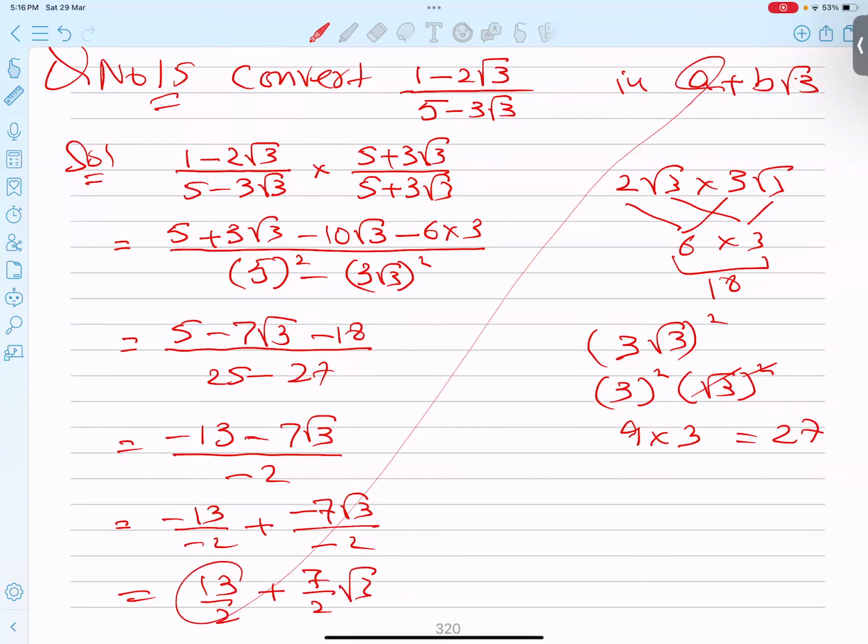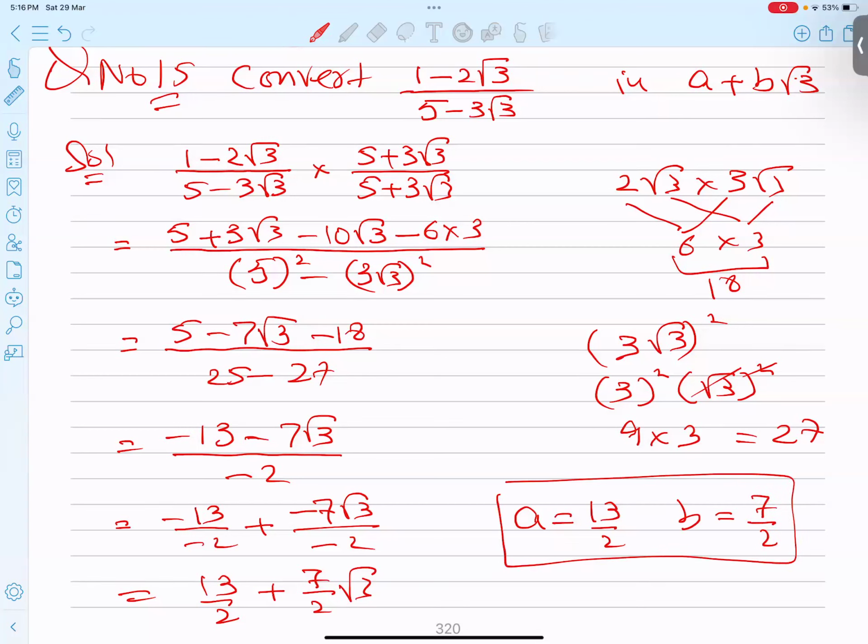This is A and this is B, and root 3 is clear. So the A value is 13 by 2 and the B value is 7 by 2. And I believe the point is very clear. And now we're going for the last point and close the class.